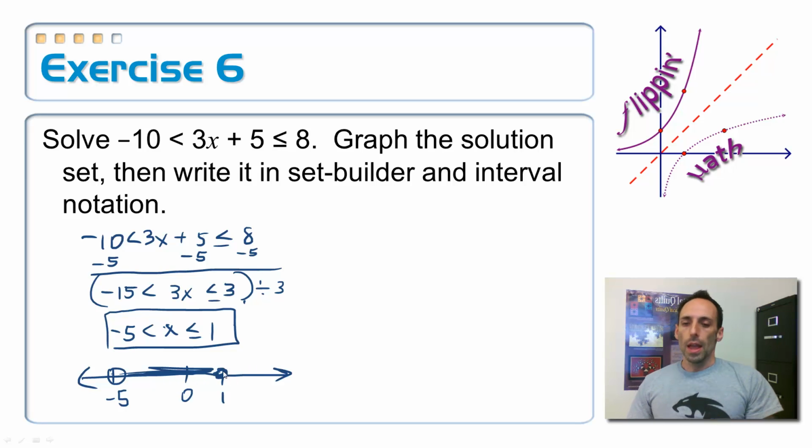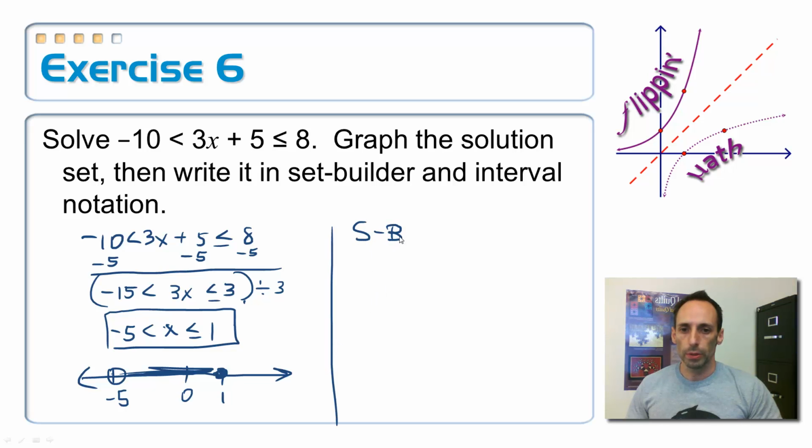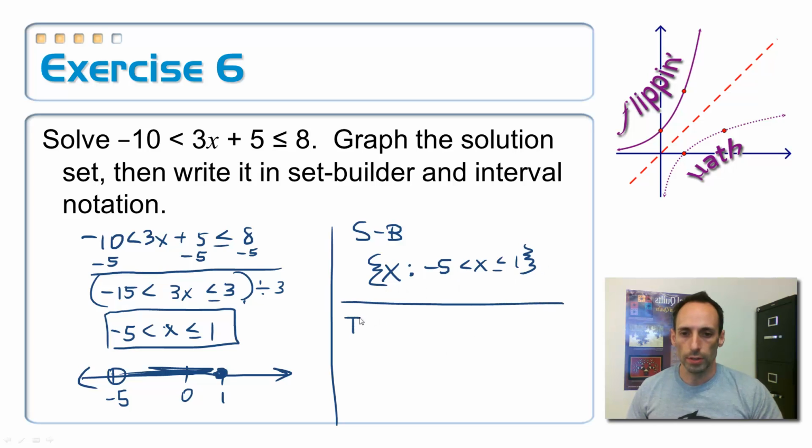There we go. And then finally, let's write it in set builder notation. Remember, set builder has the little curly brackets on it. So I just write exactly what I wrote in the box over there, and I just put curly brackets around it. x such that -5 is less than x, which is less than or equal to 1. Look at how many little curly things that has.